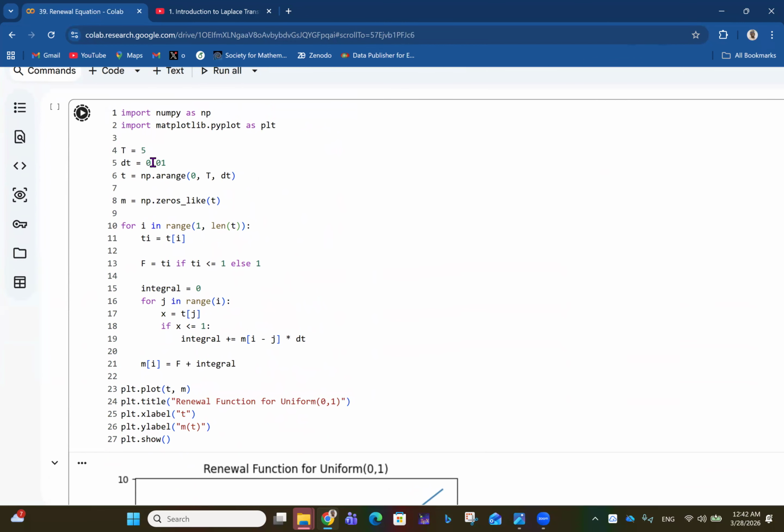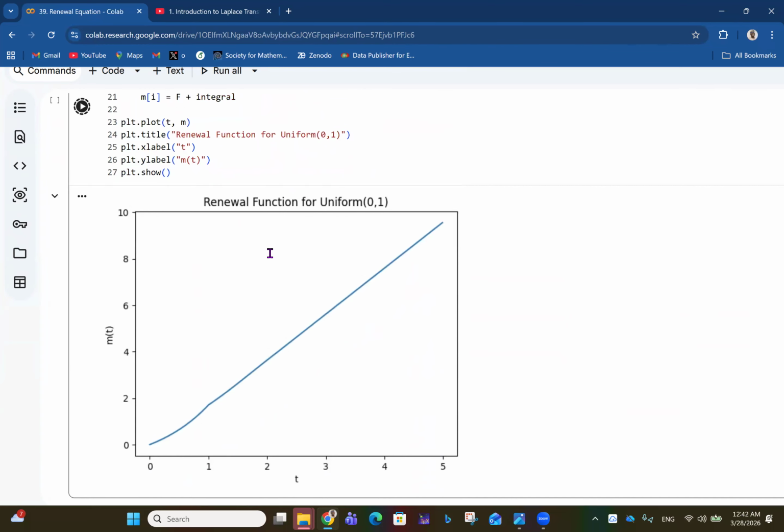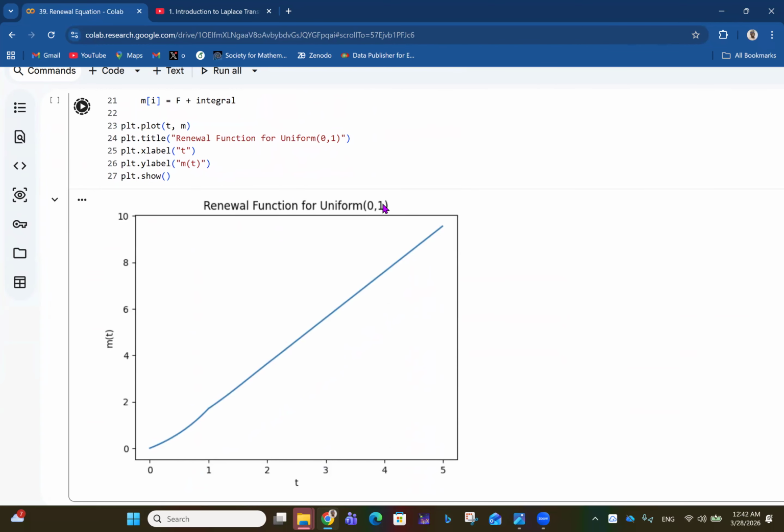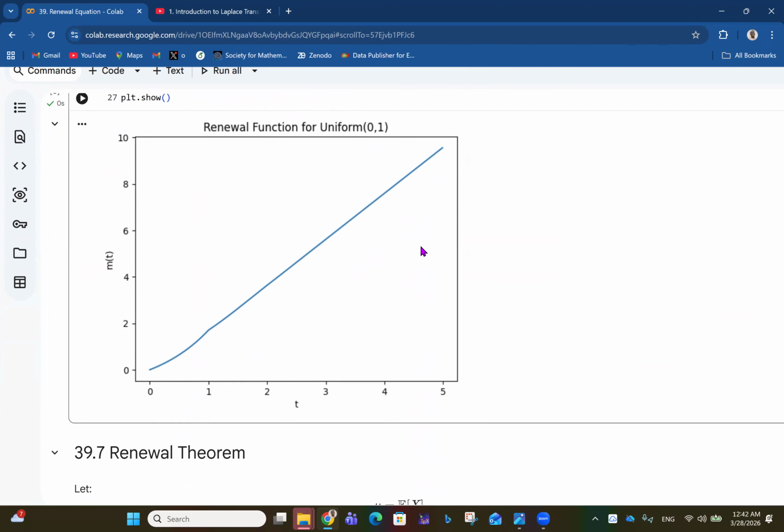Here you take t to be 5 and the small change in t is 0.01, and you get the renewal function for uniform over 0 to 1 like this. As time progresses, the plot slopes upwards from left to right like that, and you have m of t against time. You have the renewal function against time for the uniform distribution 0 to 1.